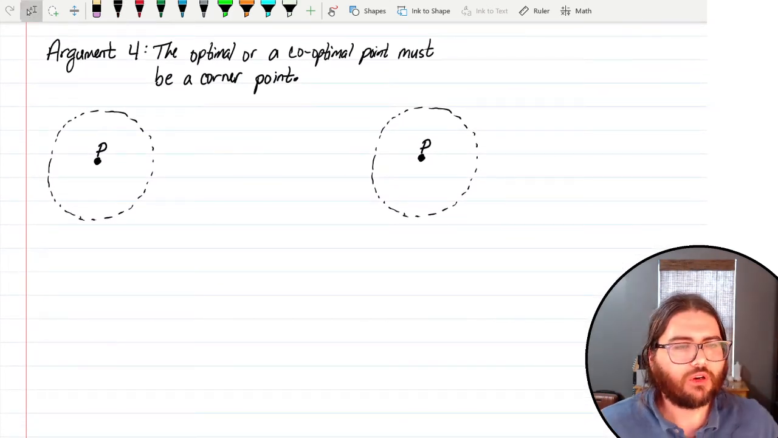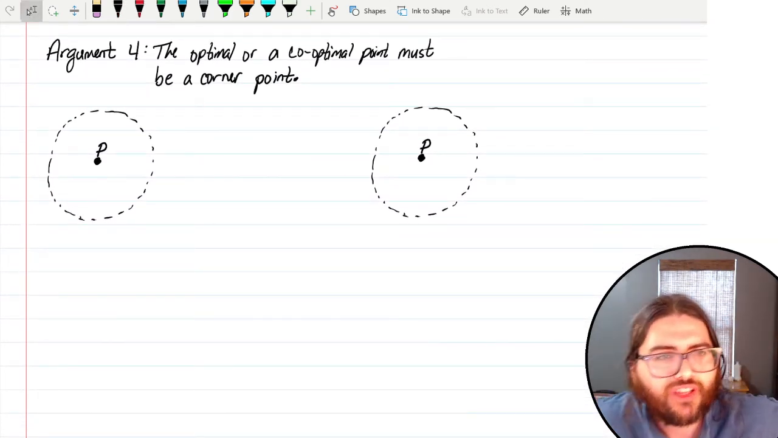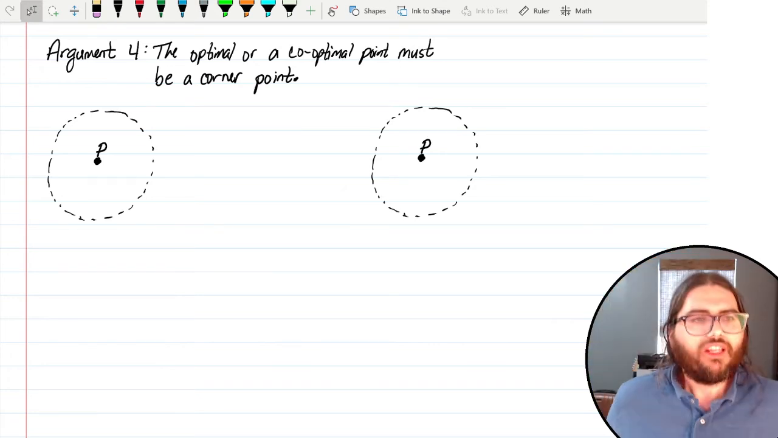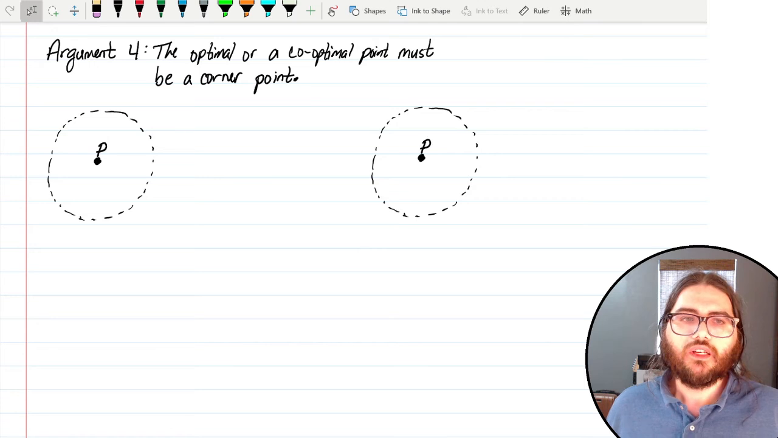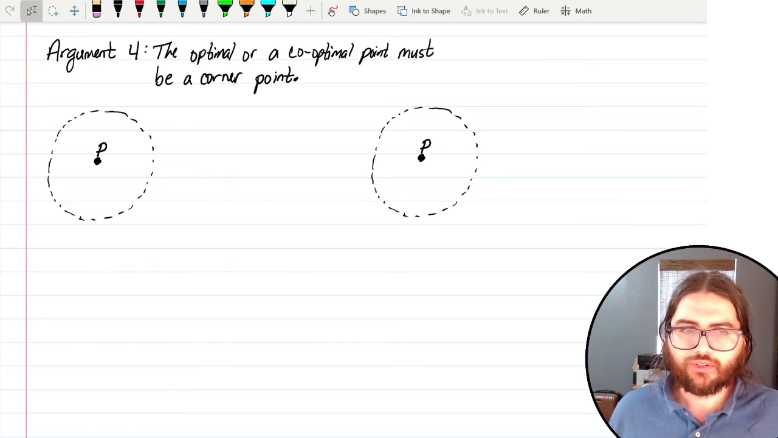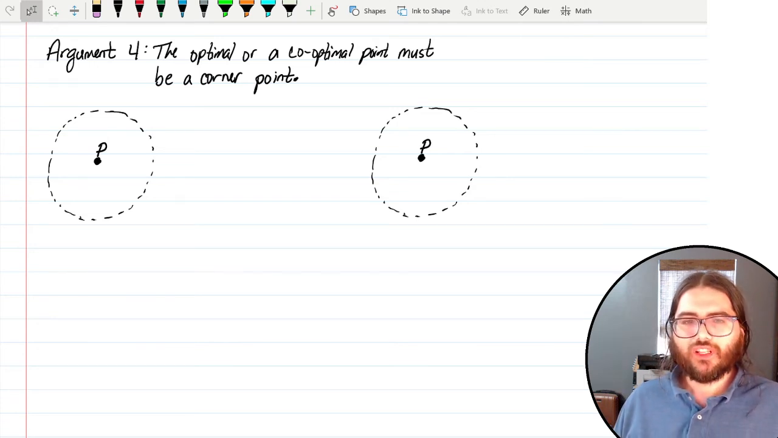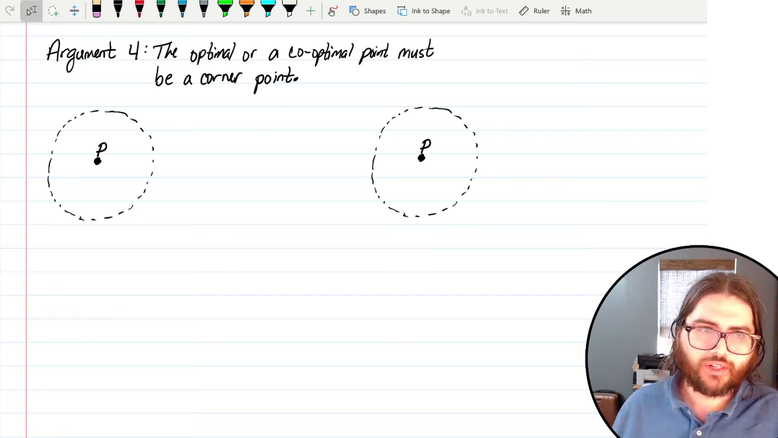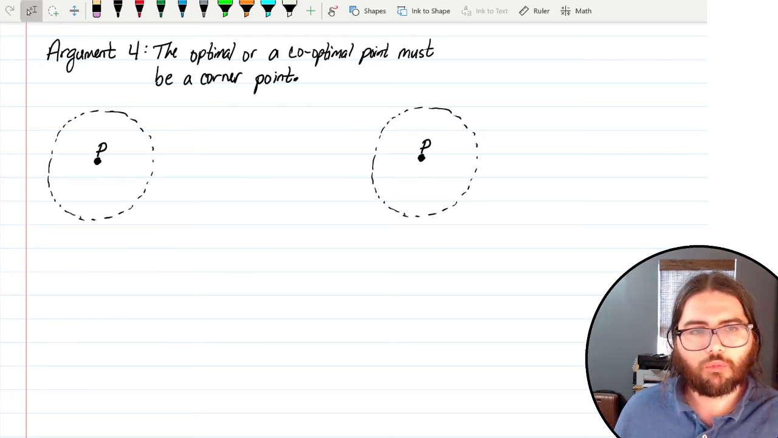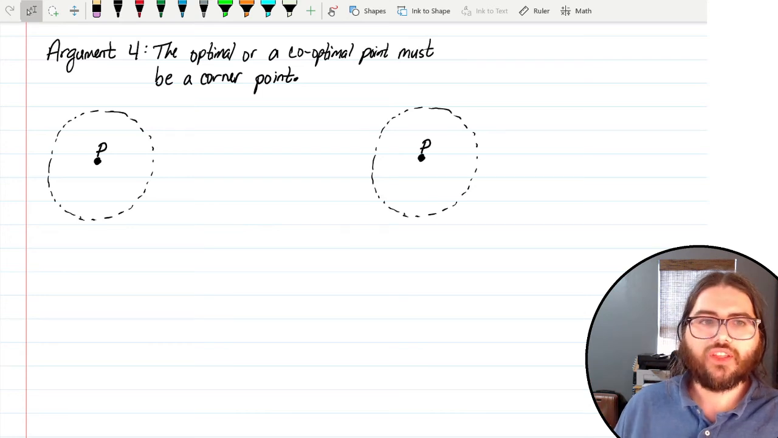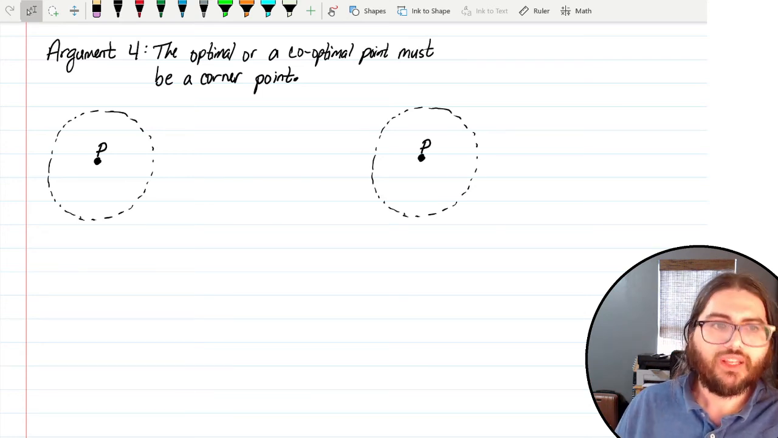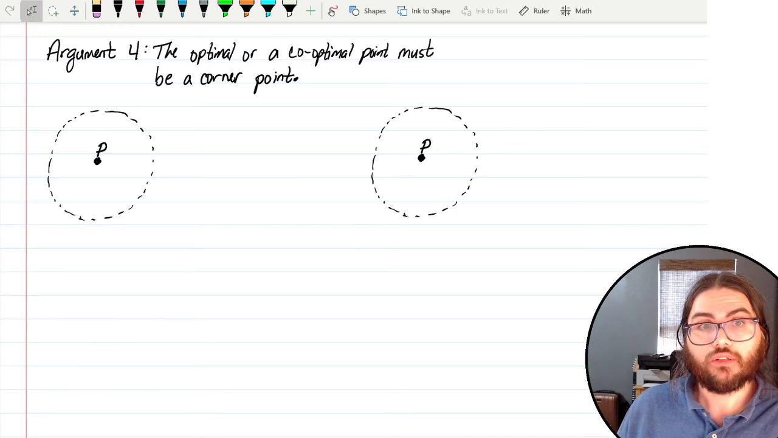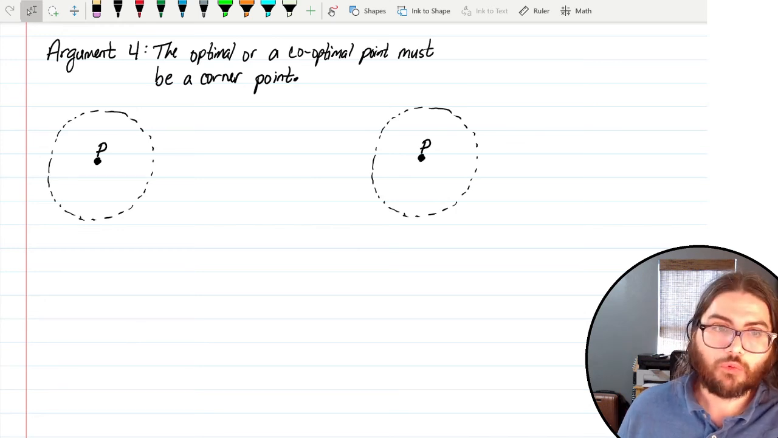Here's argument 4, where we kind of turn this around on its head. The argument here is that the optimal or co-optimal point must be at a corner point. And we have to be a little bit picky about the wording here. This is not saying that every corner point is an optimal or a co-optimal point. It's just saying that one of the corner points is either the optimal point or a co-optimal point.